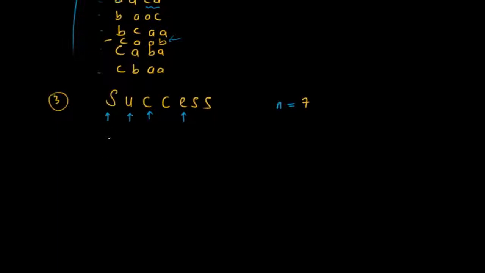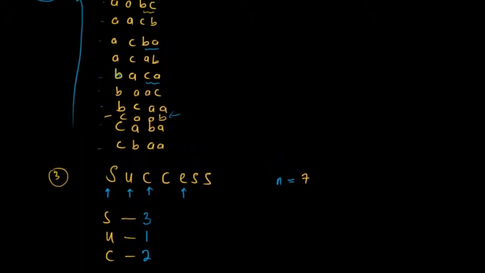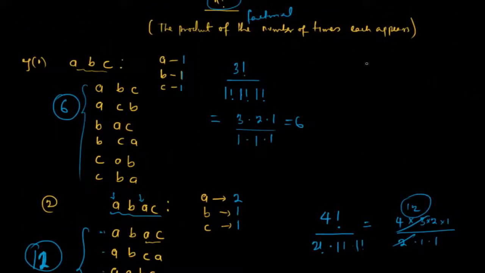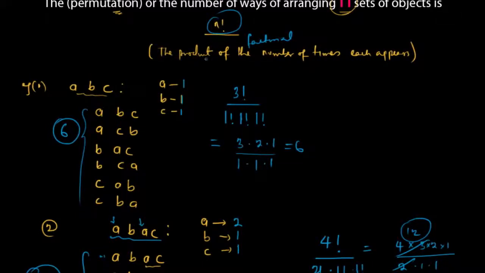So how many times does S appear? You can see you have 1, 2, 3. So S appears 3 times. What of U? U appears just 1 time. And C appears 2 times. So if you're told to find the number of ways of arranging the word SUCCESS, the number of ways is just going to be n factorial like we have here. You remember the formula says n factorial divided by the product of the factorial of the number of times each appears.